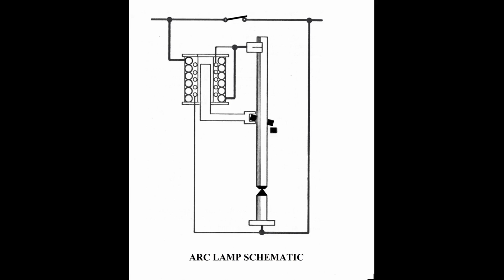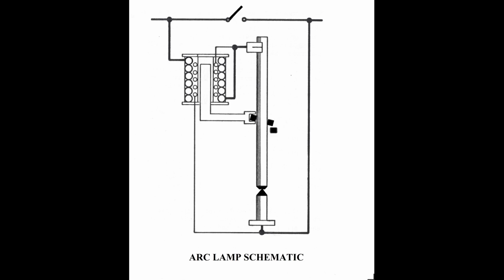Shown here are the components of a DC constant current arc lamp. Constant current means that the current flow does not change as the load increases. It is the voltage that changes. The switch is shown closed. This shorts out the lamp so that it is not in operation.